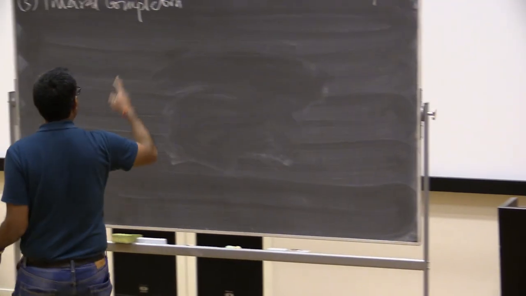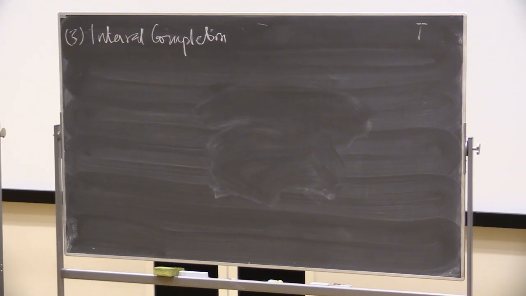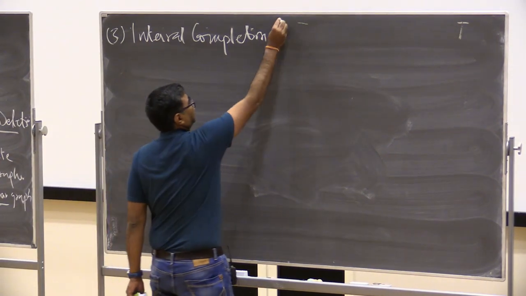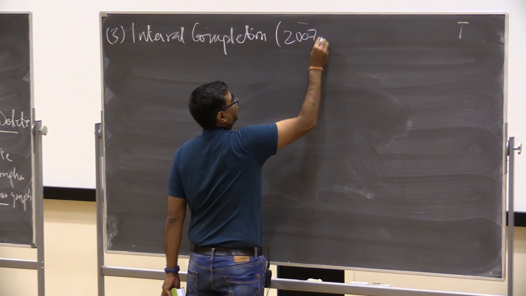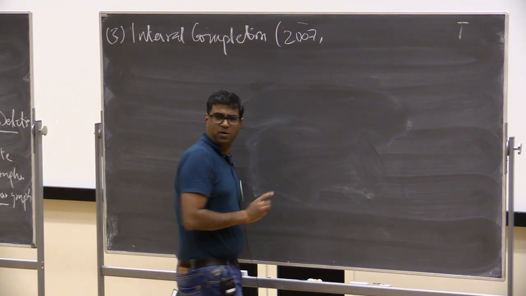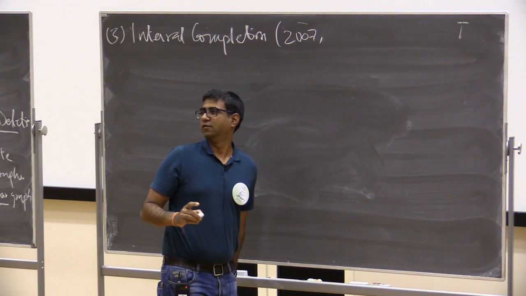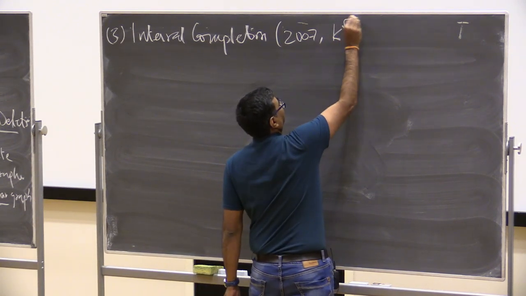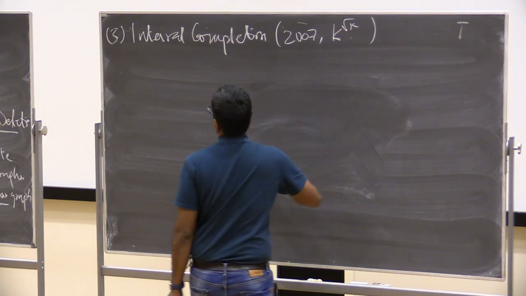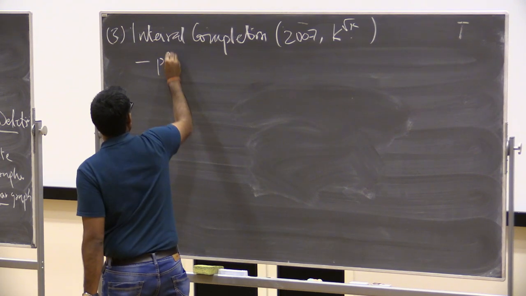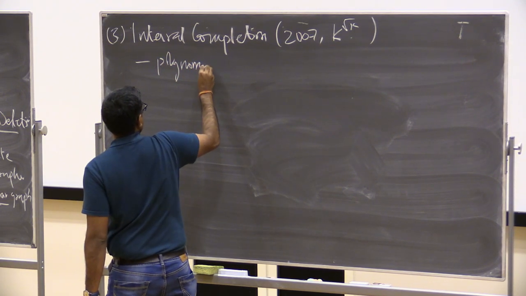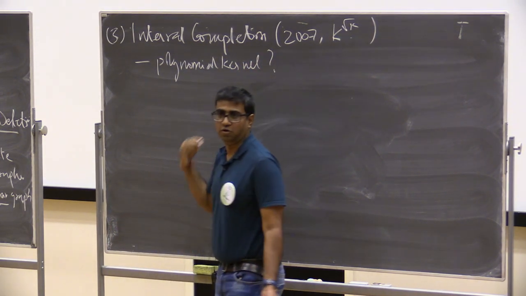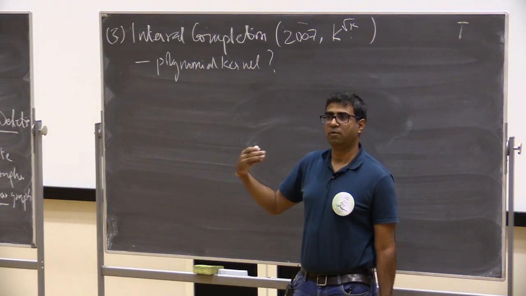Okay, so interval completion: given a graph G, you want to add k edges to make the graph interval. This was shown to be FPT in 2007. It has a sub-exponential algorithm, k root k, I forgot. But whether it admits a polynomial kernel, we do not know. So this is one problem about edges.